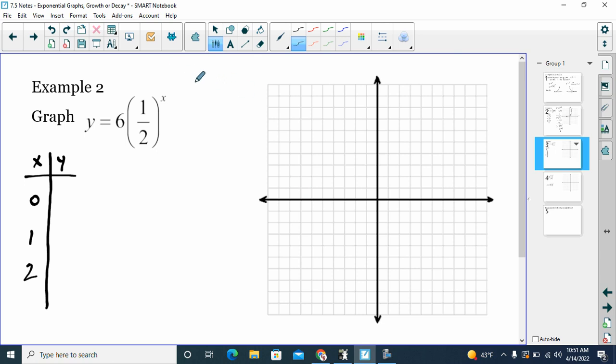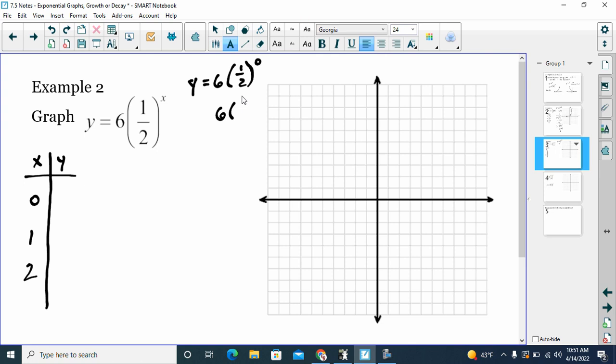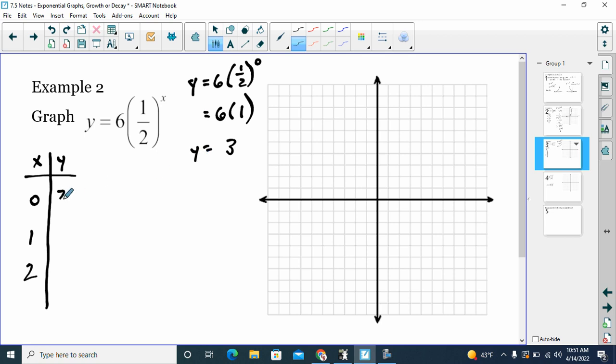Plug in 0 for your x. Y equals 6 times 1/2 to the 0. Anything to the 0 power is 1. So I get 6 times 1. 6 times 1 gives me a y value of 3. Plugging in 0 for x. Holy cow. 6 times 1 is not 3. What am I doing? Plugging in 0 for x gives me a y value of 6.